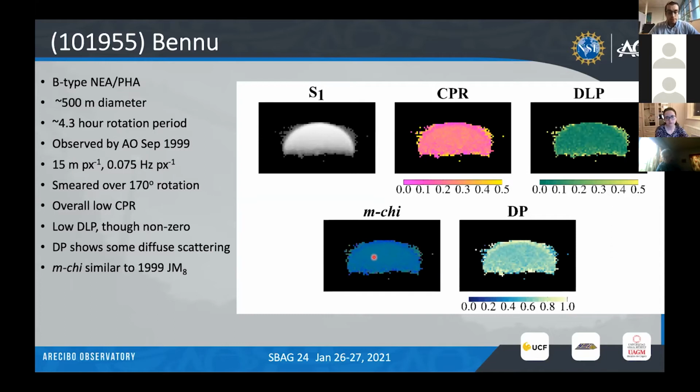The M-chi decomposition shows blue and green colors very similar to 1999 JM8, although the interpretation that there could be a regolith on the surface is not necessarily applicable to Bennu, given that we know how many boulders are on the surface from OSIRIS-REx spacecraft imagery. And then the degree of polarization images show that at this leading edge, where we have an incidence angle near zero, the return is highly polarized, but as we move to higher incidence angles, the radar echo is more and more depolarized, roughly 40% depolarization across the surface, which indicates that there is some diffuse scattering occurring.